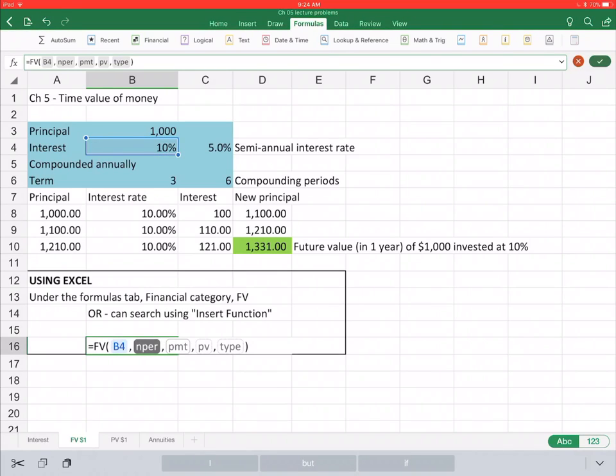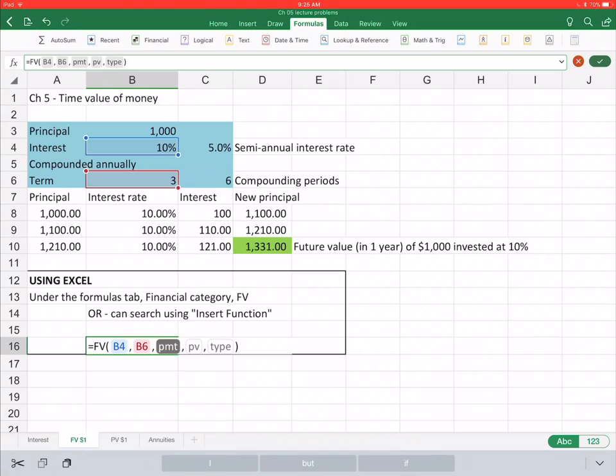Then NPER stands for number of compounding periods. So notice this is not number of years, this is number of compounding periods. How many times are you going to compound interest or compound your earnings in the period of time that you have this investment? Because we are investing this for 3 years and we are only compounding once per year, we're going to just put in 3. That's our compounding periods. It's 3 years, but we're only compounding once per year.